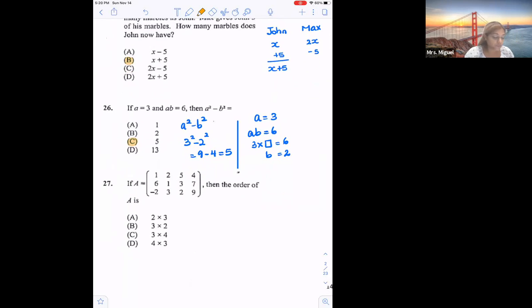The order of a matrix is given by the number of rows by columns. Rows: 1, 2, 3 rows. 1, 2, 3, 4 columns. My answer is 3 by 4. The answer is C.